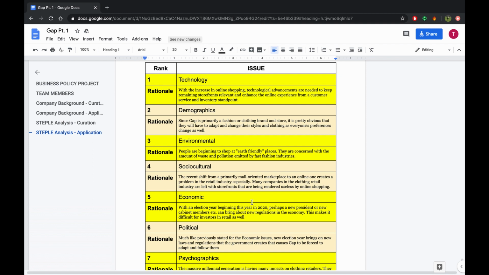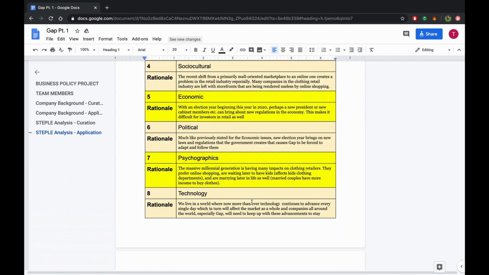The fifth issue we ranked was an economic issue. Given that it's an election year, this issue is more pertinent than most. New presidents can affect new regulations which increase or lower costs and change investors' outlooks on a company. At 6, we ranked political. Similar to the economic issue we ranked before it, the new election year brings on new laws and regulations.